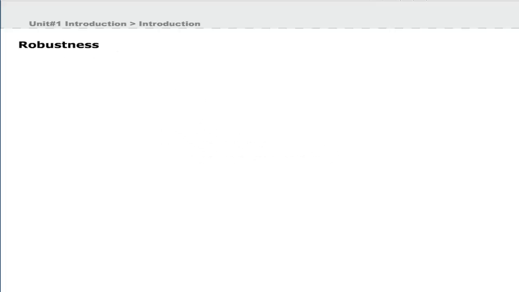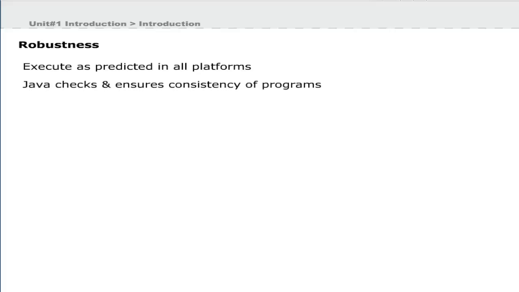Robustness. Robustness can be achieved by overcoming program failures. Java programs execute as predicted on all platforms. Java checks and ensures consistency of programs at compile time and at runtime.